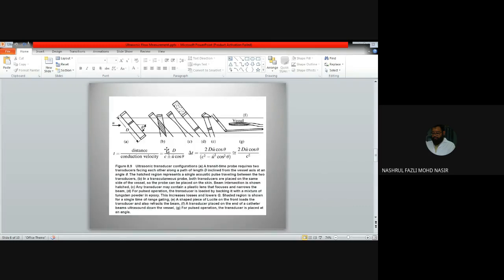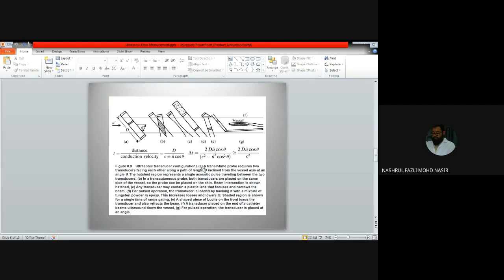So how do you measure it? Time equals distance divided by velocity, and this is the equation. And then there's what we call the difference of time, and this is the equation. And C, we will look at the C after this.